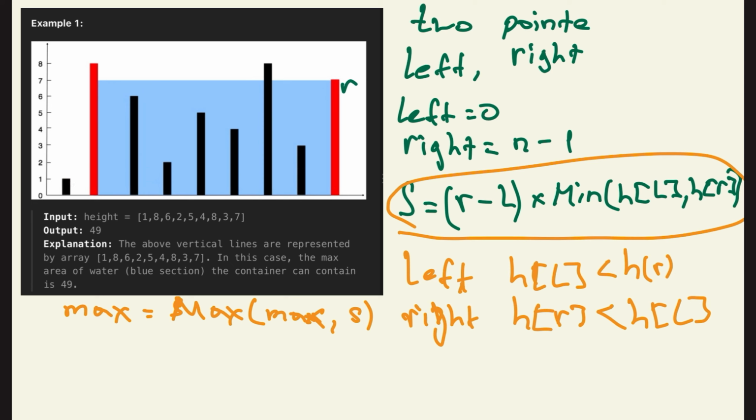So firstly, left will be 0 and right will be 8: 0, 1, 2, 3, 4, 5, 6, 7, 8. Our area will be equal to 8 multiplied by the minimum of the heights of the left and the right lines. The minimum is 1, and that's why the area is equal to 8, and we will store it.